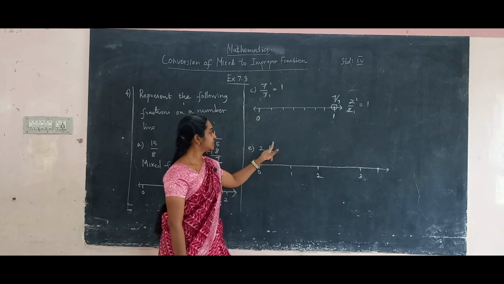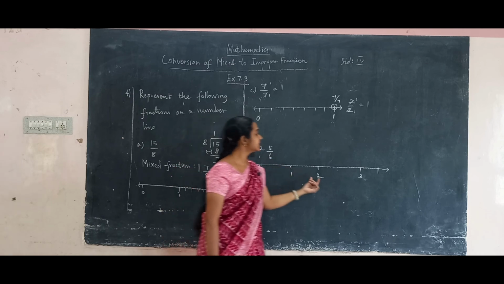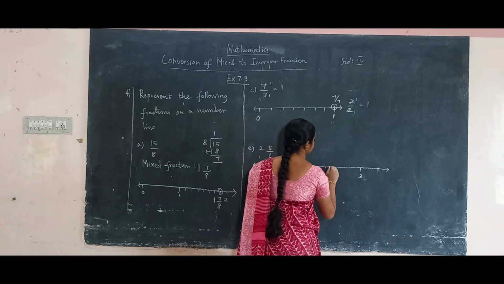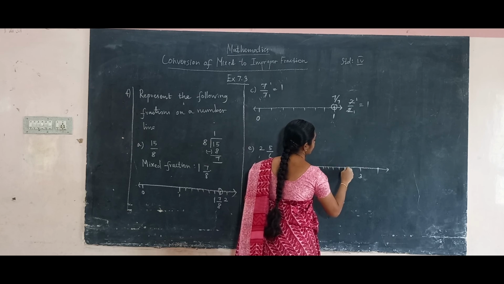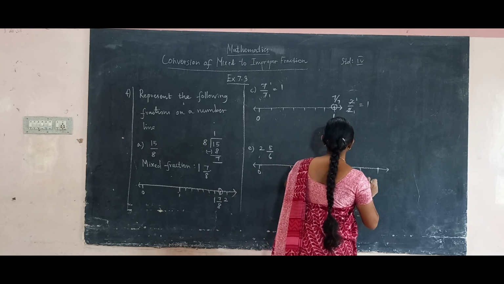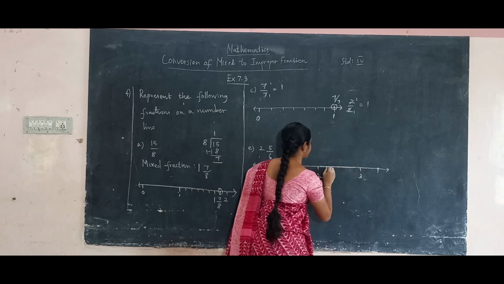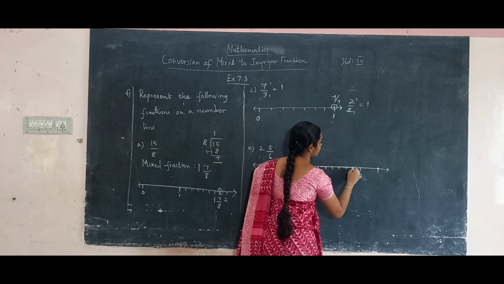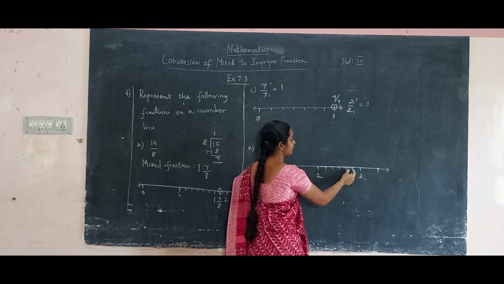Now look at the fraction here, it is 5 by 6. So we have to divide the distance between 2 and 3 into 6 equal parts. 1, 2, 3, 4, 5 and 6. The sixth part is very large, so I am going to divide them into equal parts. 1, 2, 3, 4, 5 and 6.